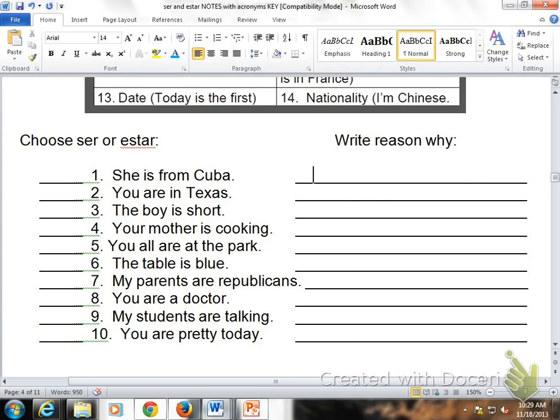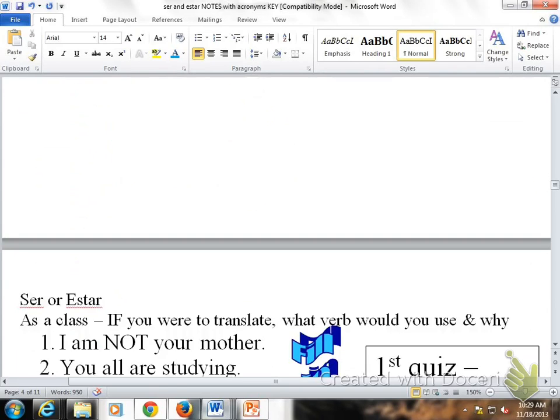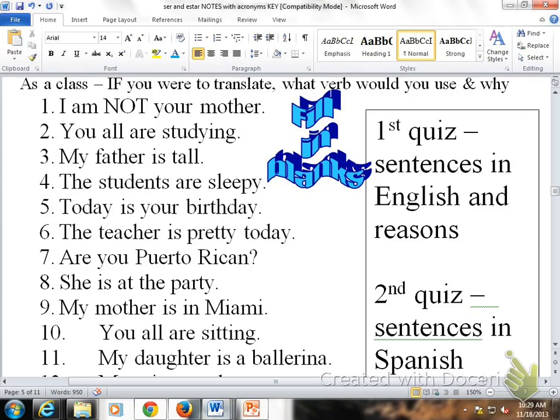Okay? This is going to be part of your work that you're going to do. Let's go ahead and do these together. Go ahead and skip down to these. I want you to fill in the blanks as we're doing them out loud. So let's do them together. Fill them in as we're doing them on your notes. Okay? I am not your mother. If I were to say that in Spanish, would that be ser or estar? Yeah. Why? True. Don't always use the permanent temporary distinction. Use one of your other reasons. What are we talking about here?